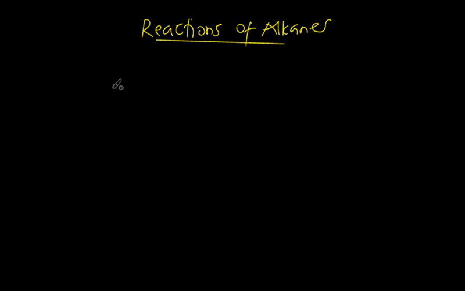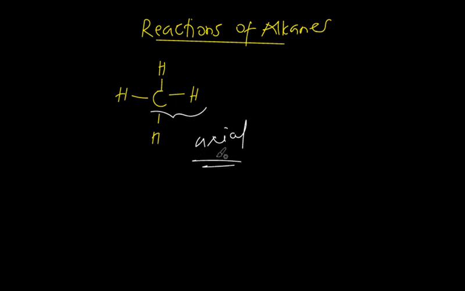So what causes this unreactivity on the part of alkanes? Now, alkanes, let me give the simplest example, which is methane. The bond between the carbon and the hydrogen that we are seeing over here was a result of an end-on or head-on overlap between the orbitals of the carbon and the orbitals of hydrogen. Now we know end-on or head-on overlap leads to a very strong bond.